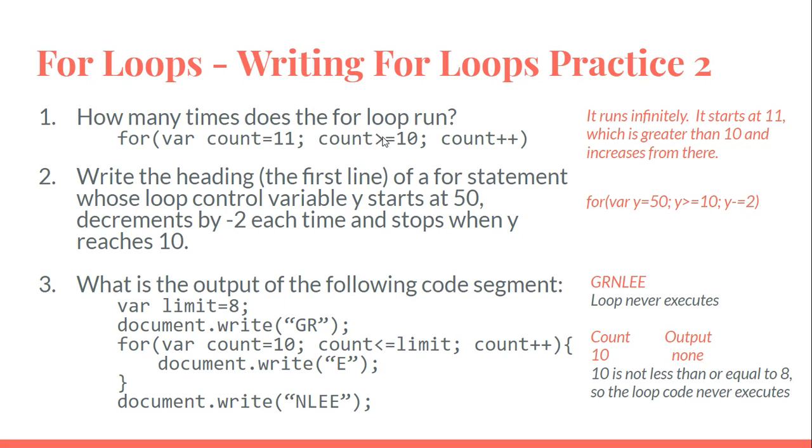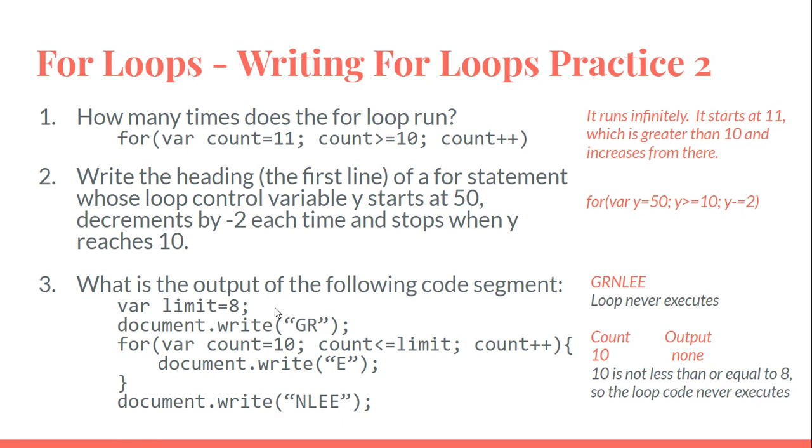Either this has to be less than or equal to 10, which means it wouldn't run, or more likely, this has to be minus minus. All right, so we have to be really careful about counting up and counting down and what happens here and what happens there. All right, next one, writing the heading of a for statement. For var y equals 50, as long as y is greater than or equal to 10, y minus equals 2.